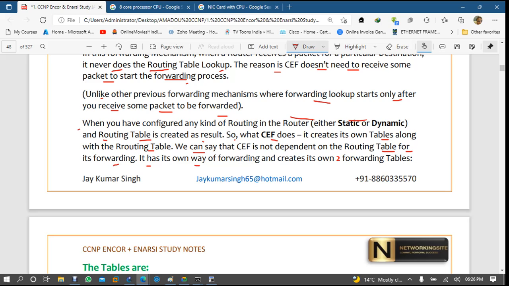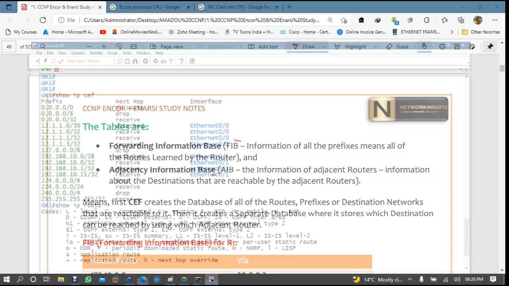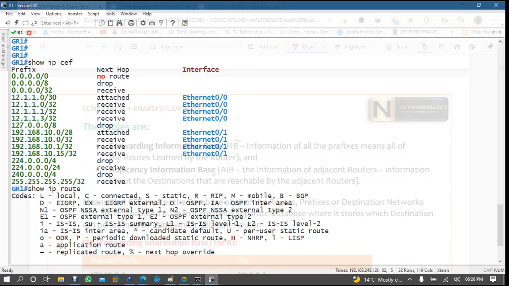It has its own way of forwarding, and it creates two types of tables: the forwarding information base and the adjacency information. Adjacency means this next hop information. The prefix is known as forwarding, to where I have to forward and to where I can reach. And the next hop is my adjacency detail, meaning my neighbor details.